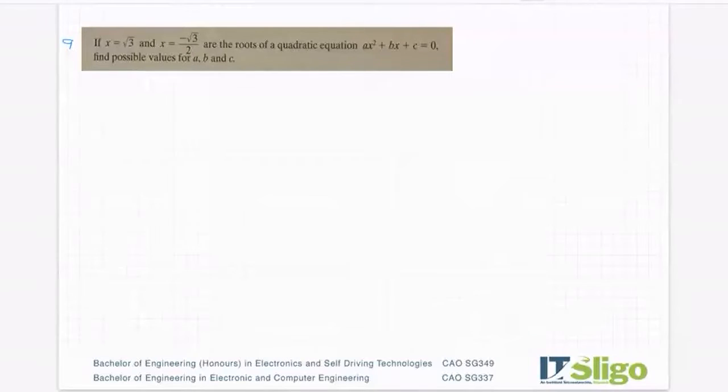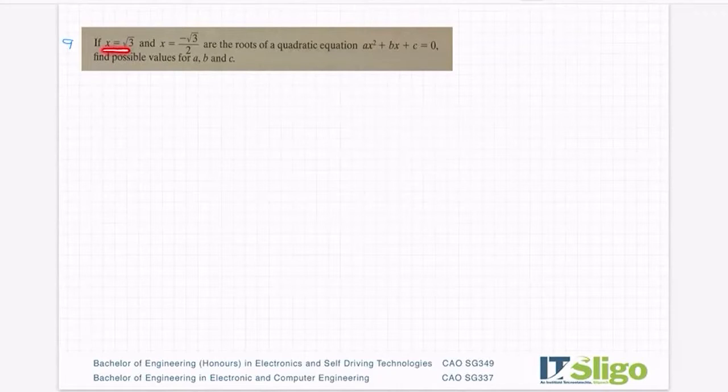Okay, let's try this one. Question 9: if x is equal to root 3 and x is equal to minus root 3 over 2 are the roots of a quadratic equation ax squared plus bx plus c is equal to 0, find the possible values for a, b and c. So there is more than one solution with the way they've written this. Find possible values. Okay, so you have two ways of doing this.